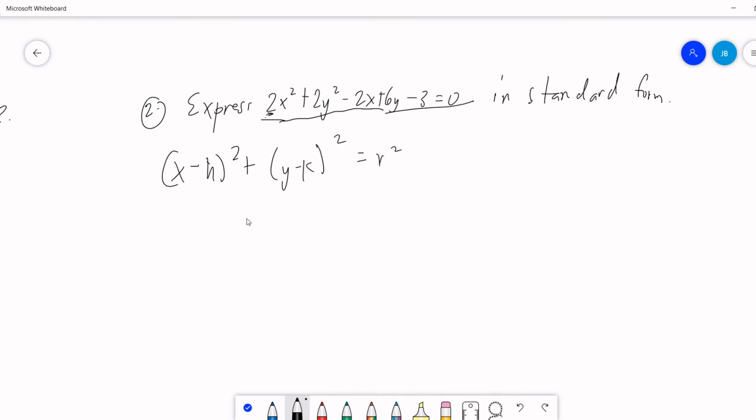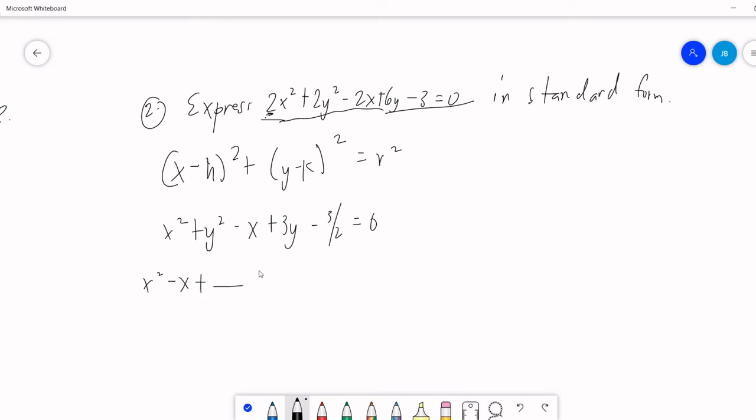So remember the principle of completing the square. You are going to eliminate first the coefficient, right? So therefore, that's 2x squared. Divide everything by 2. So that would be x squared plus y squared minus x plus 3y minus 3 halves is equal to 0. Okay, group all x and all y.